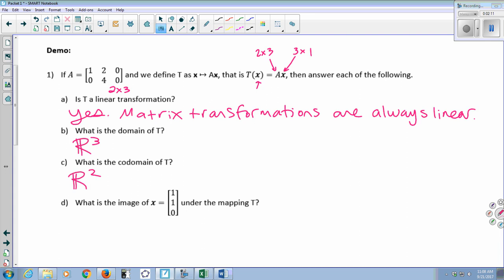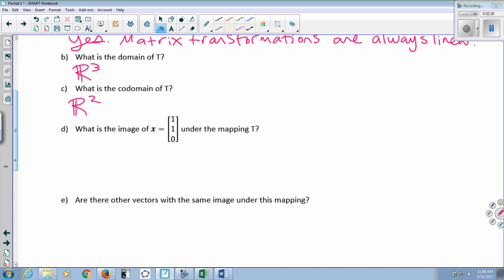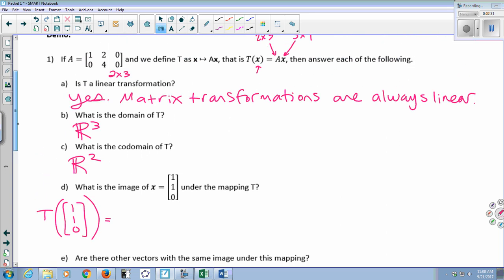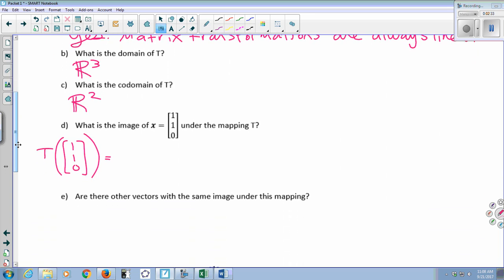So what is the image of 1, 1, 0 under the mapping? So I've given you an X. You just want to figure out what AX is. So T of 1, 1, 0. The image is just another word for output. So T of 1, 1, 0 means A times 1, 1, 0. And A is 1, 2, 0, 0, 4, 0.